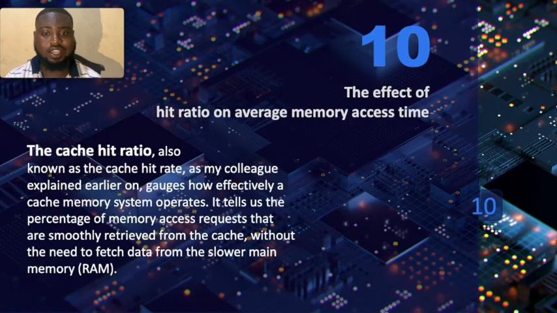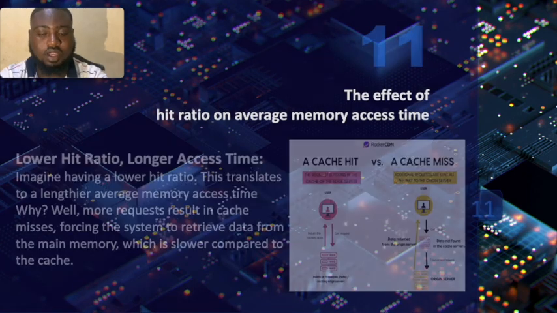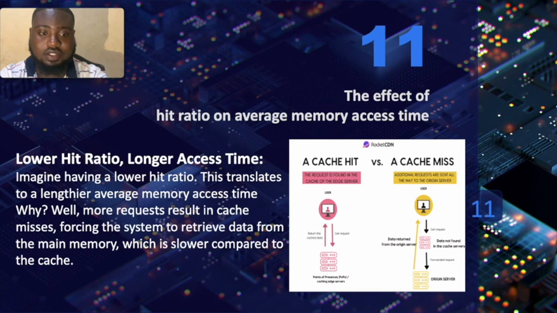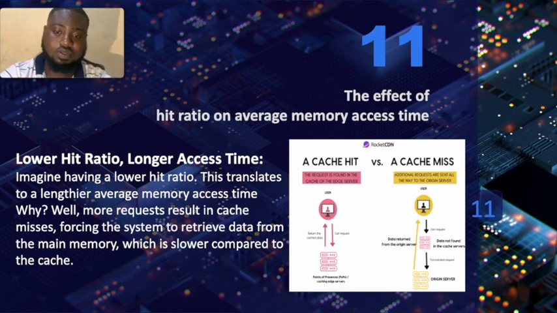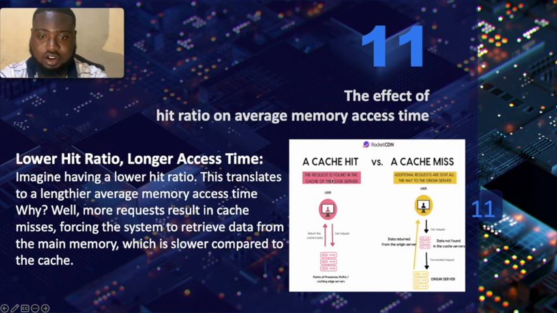Now, before we dive into the effect of hit ratio on average memory access time, let's talk a bit on cache hit ratio, what it is. As my colleague explained earlier on, it gauges how effectively a cache memory system operates, and it tells us the percentage of memory access requests that are smoothly retrieved from the cache without the need to fetch data from the slower main memory, also known as the RAM. Now, on the effect, we'd like to touch on lower hit ratio, which is also known as the longer access time. Before I explain further, let's take a look at a diagram I have here.